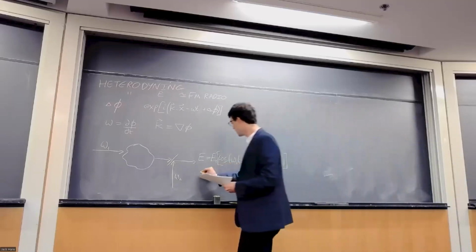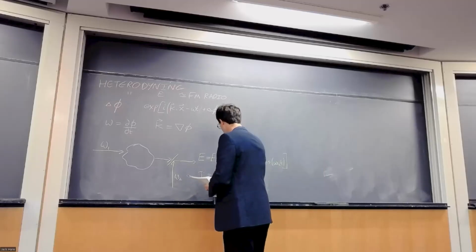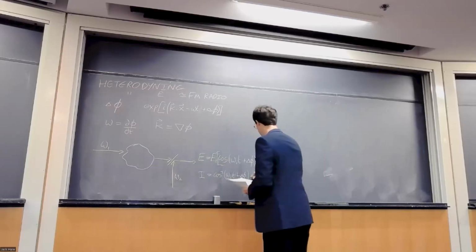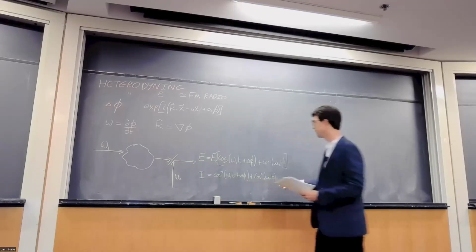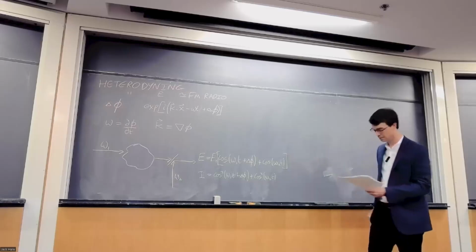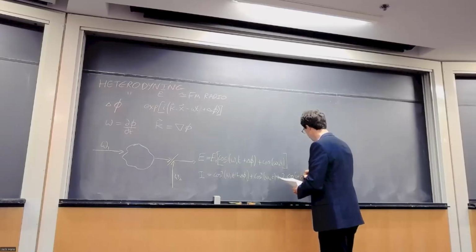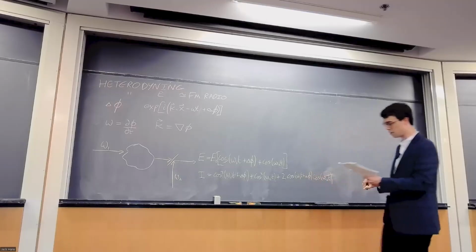We do the same thing again, and we work out the intensity here, and we get out cosine squared of omega 1 t plus delta phi plus cosine squared of omega 2 t. So again, I'm just squaring these brackets here. It's not particularly complicated. And then we have the cross term here, 2 cosine of omega 1 t plus delta phi, cosine of omega 2 t.